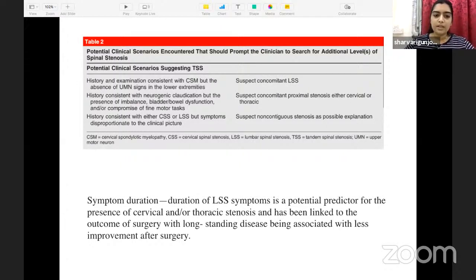Also in the study, they have mentioned that the symptom duration of lumbar spine stenosis is a potential predictor for presence of cervical and thoracic stenosis. And this in turn has been linked with the outcome of surgery, with long-standing cases being associated with less improvement after surgery.